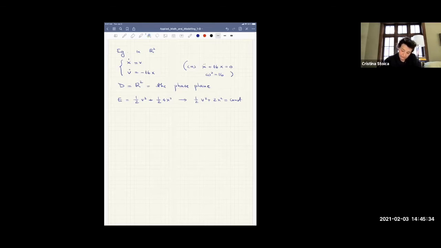If we're drawing the phase curves, these are ellipses. If you want, we can write them as v squared plus 4x squared equals constant. So we will have a variety of curves. Let's pick a color. Let's say v squared plus 4x squared equals 4. This is an ellipse that has v equal to plus minus 2 when x is 0, and x equal to plus minus 1 when v is 0.